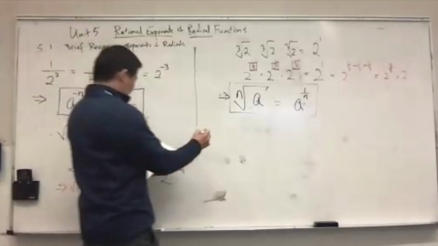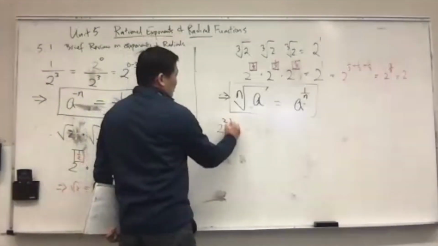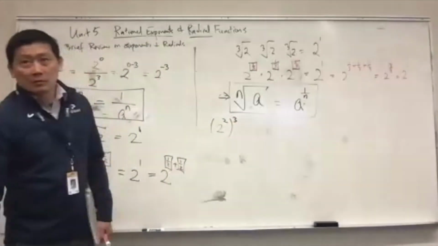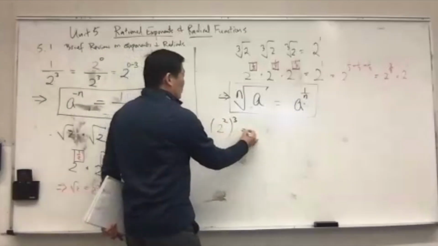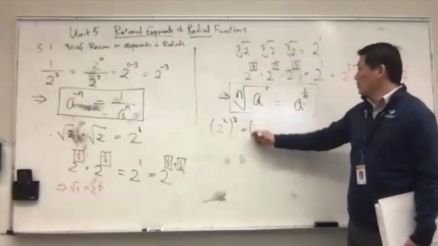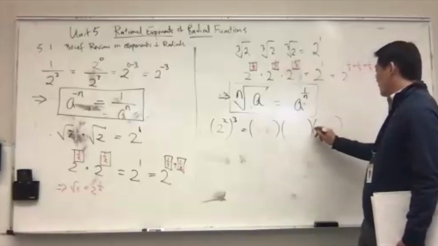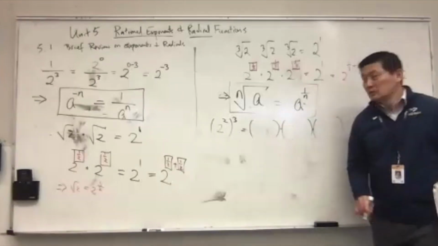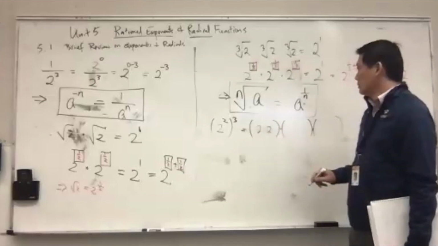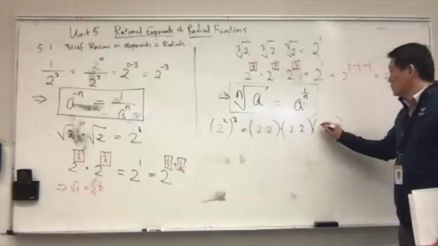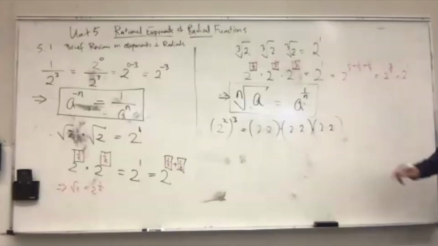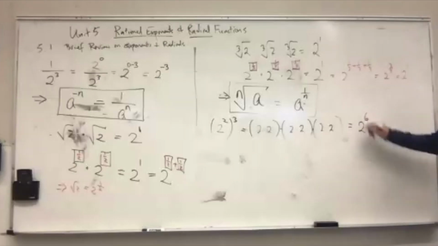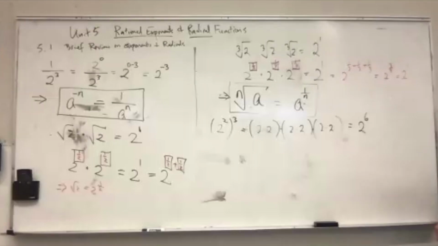All right, next one. 2 squared to the 3rd power. I'm breaking it down really simple, right? 2 squared to the 3rd power. Well, 3rd power means you have that thing 3 times, right? Multiplying. And what's inside is 2 times 2. So we're using 2 to the power of 6, which would be 4 times 4 times 4, which would equal 64.